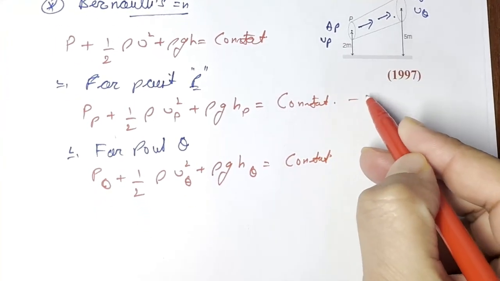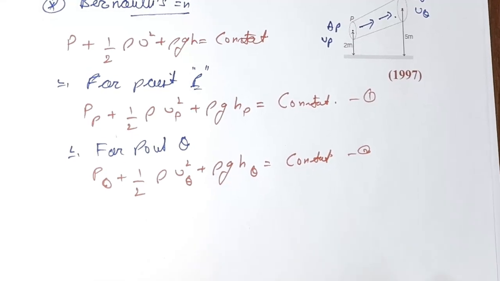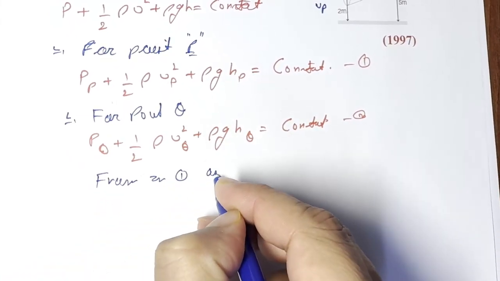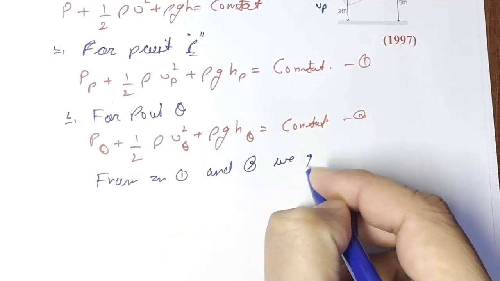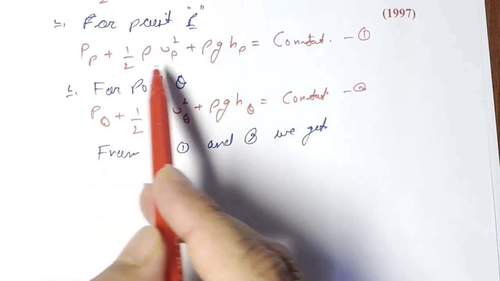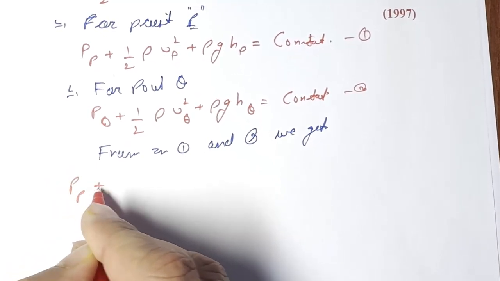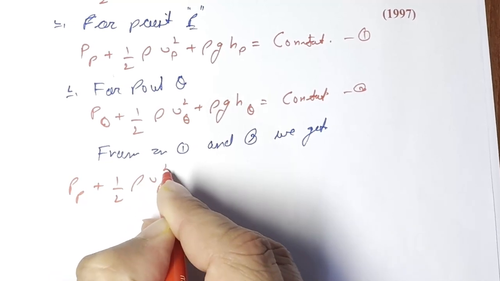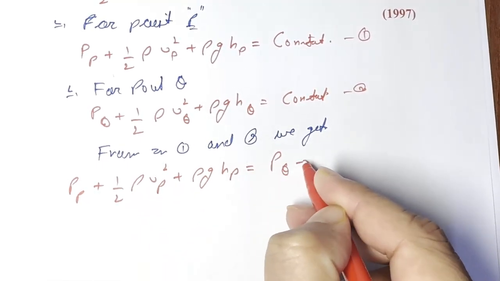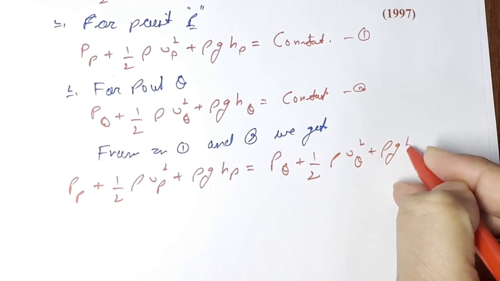So let us call these equation number 1 and equation number 2. So from equation 1 and 2, we get Bernoulli's equation for point P will be equal to Bernoulli's equation for point Q. So pressure at P plus half rho Vp square plus rho g hP will be equal to pressure at Q plus half rho Vq square plus rho g hQ.